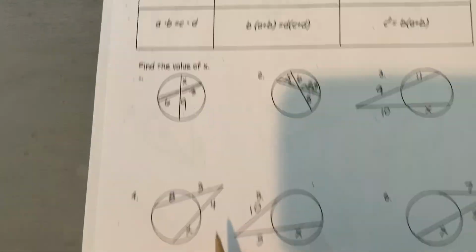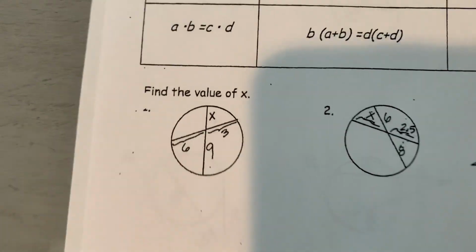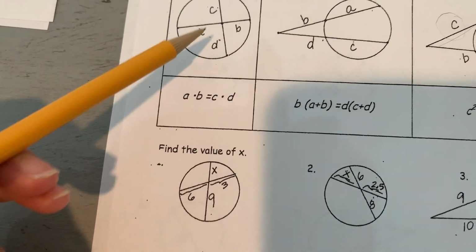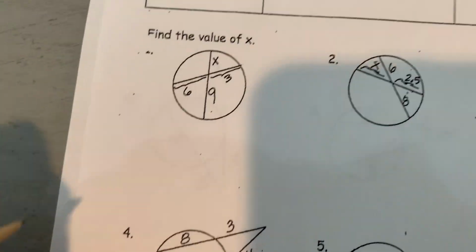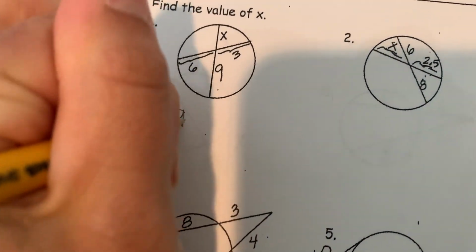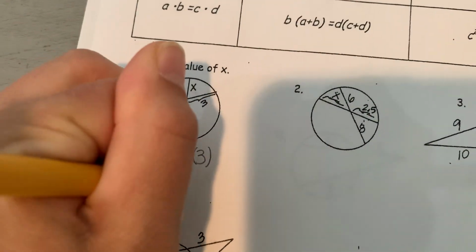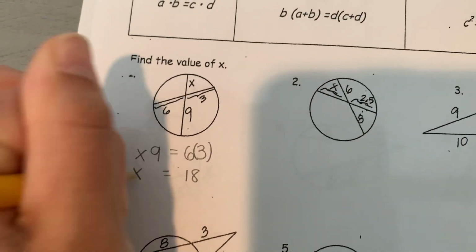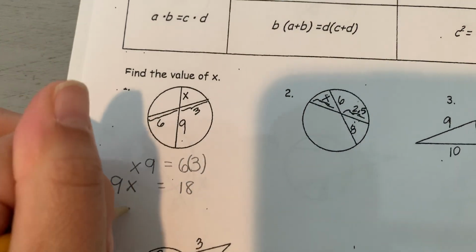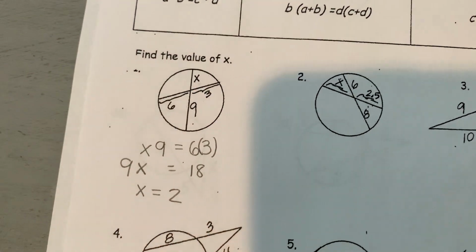So, if we start at number 1, it says find the value of x. Well, right here it told me that if I multiply the segments of the chords together, they're equal. So I know x times 9 is going to be equal to 6 times 3. 6 times 3 is 18. X times 9 is 9x. Divide both sides by 9 and you'll get x equals 2.